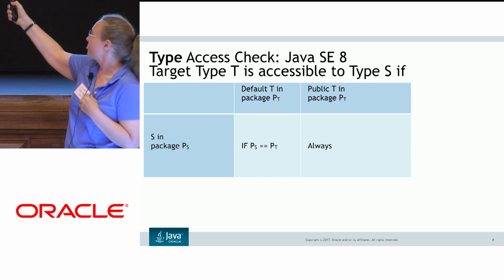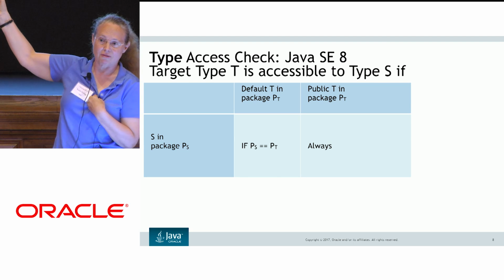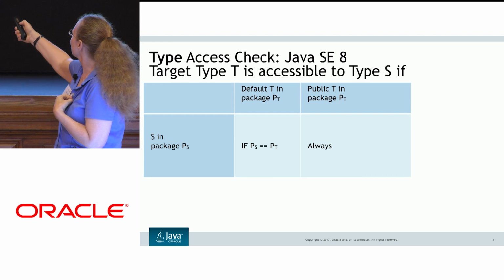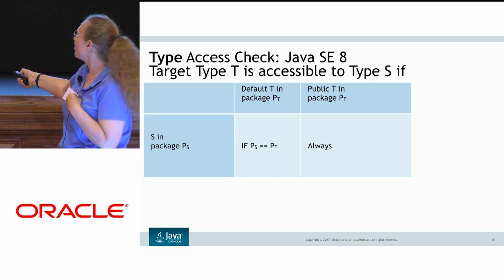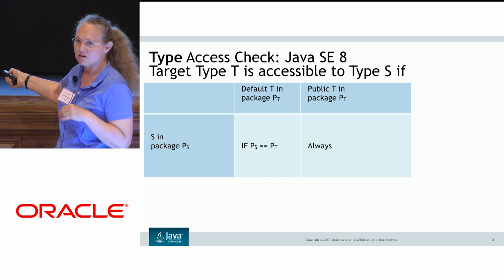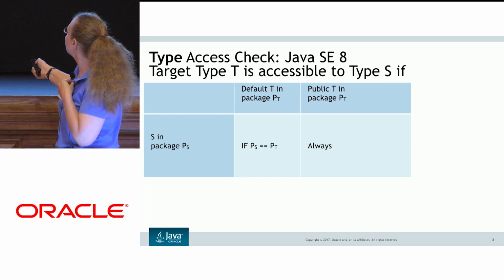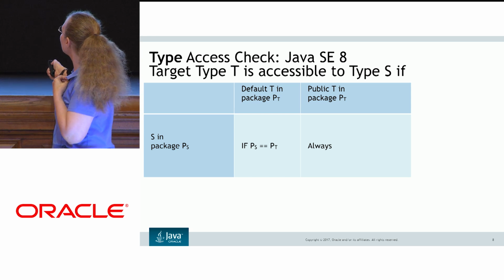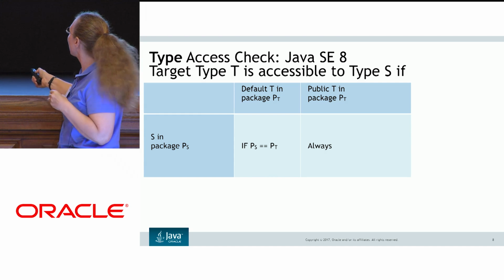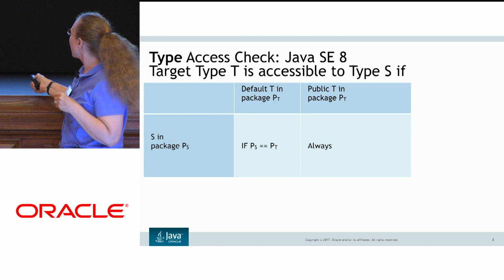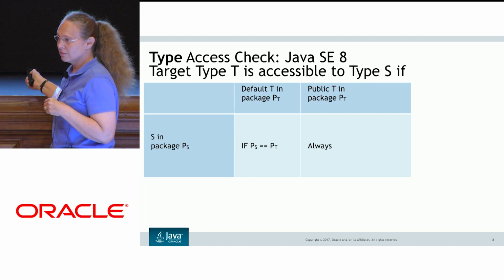This is a type access check. In Java SE 8, target type T is accessible to type S if, okay? So see if this will work. You have S making the access check, the access request. S is in package P sub S. I use that syntax all the way. And then you have type choices. So you have a default T in package P sub T, or you have a public type in package P sub T. And the rules, which you're all familiar with, are if it's a default type, if the packages are the same, the answer is yes. If it's a public type, the answer is yes, always, right? You all know this stuff.